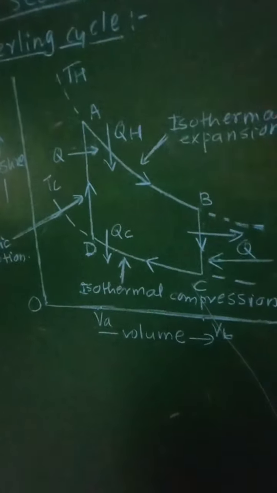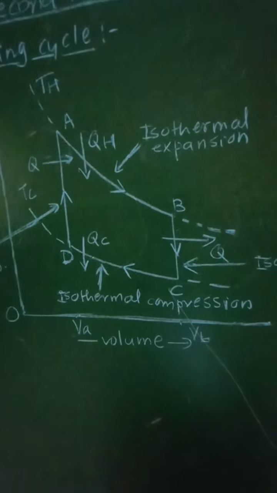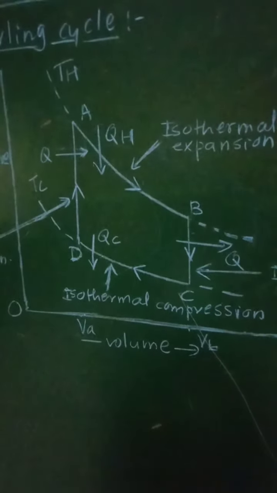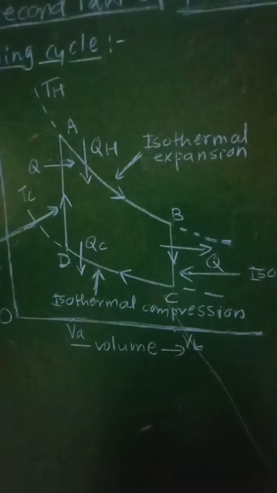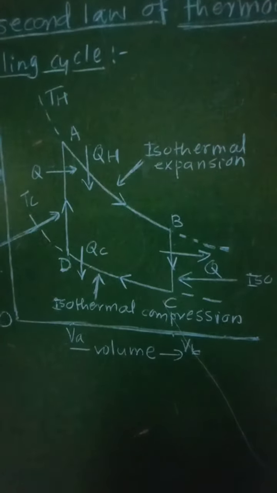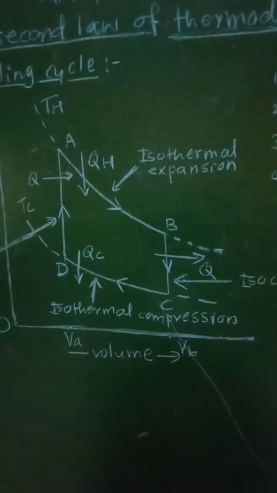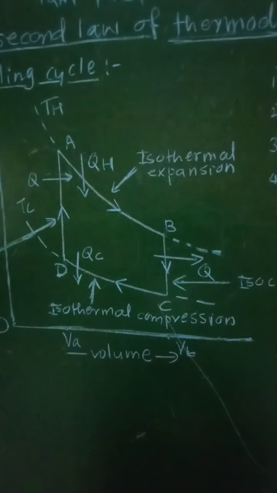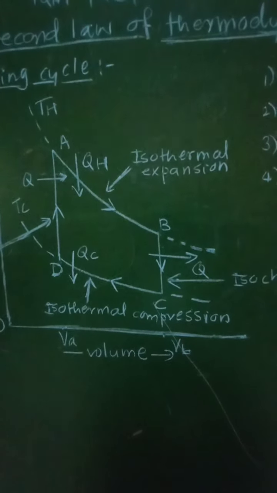Now let us consider the third path, from C to D. For this part of the cycle there is isothermal compression, and the heat generated in this part, QC, is rejected to the sink, that is, it will be given to the refrigerator. The temperature of the gas is maintained at TC during this isothermal compression process.